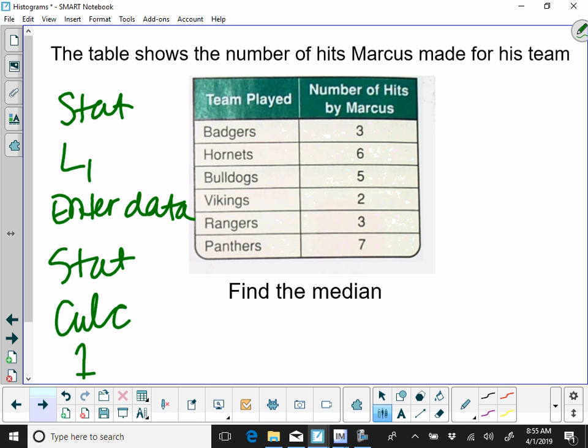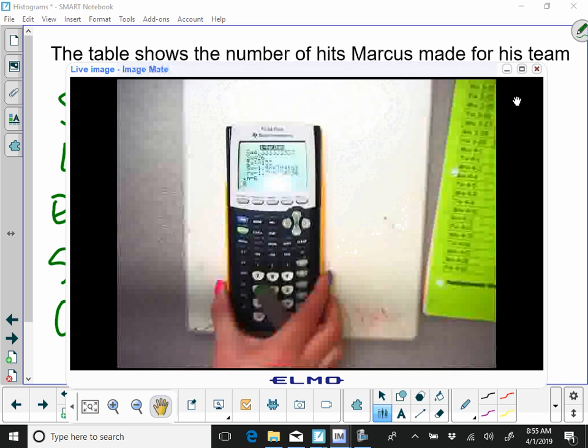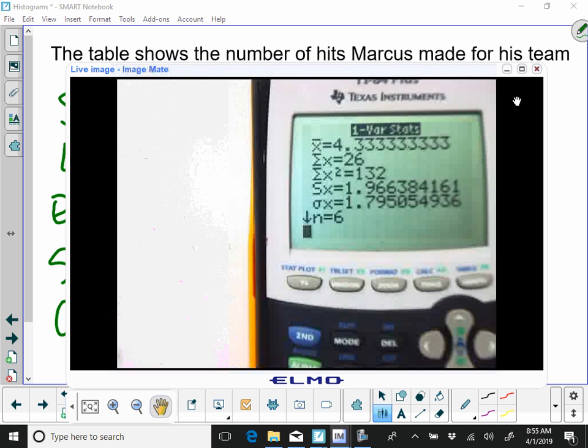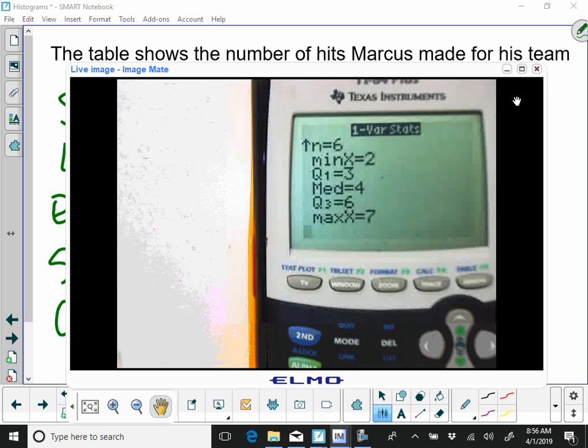Here's what you need to know. Pay attention up here. Right here, that number at the top, the x with the bar over it, that is your mean. Then it asks for the median. Do you see this arrow right here? Keep scrolling. That means hit the down arrow. The median, which is MED, is 4.